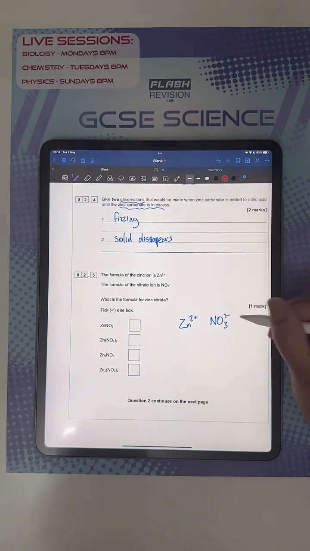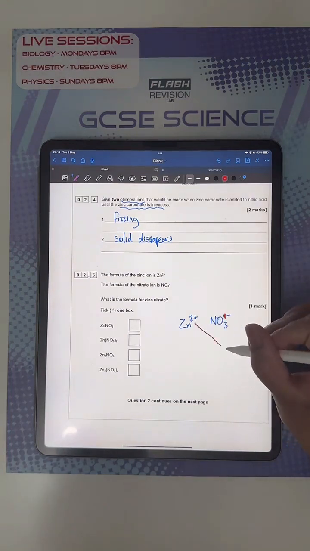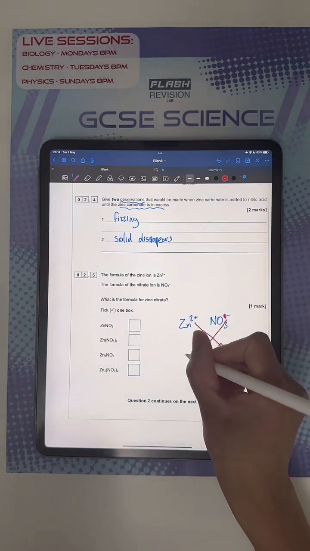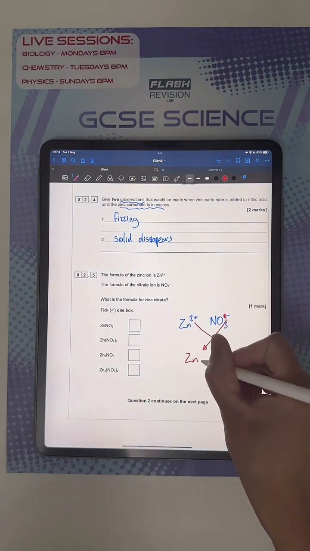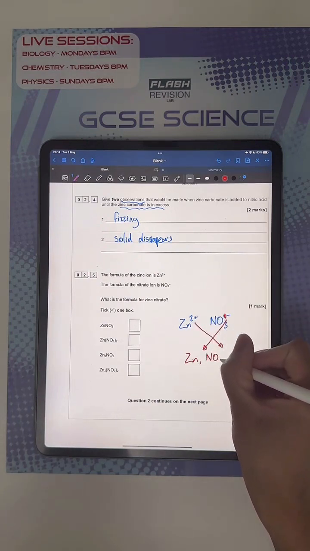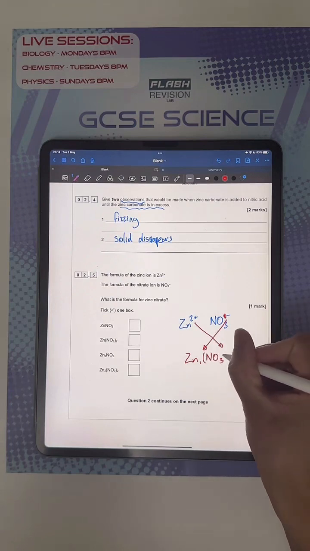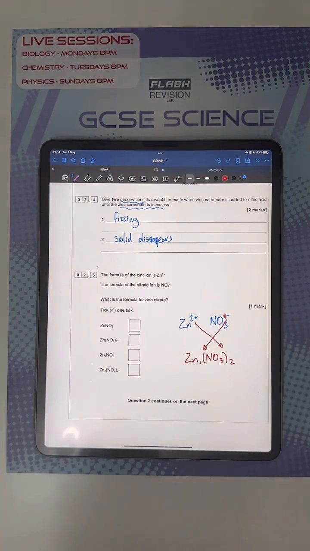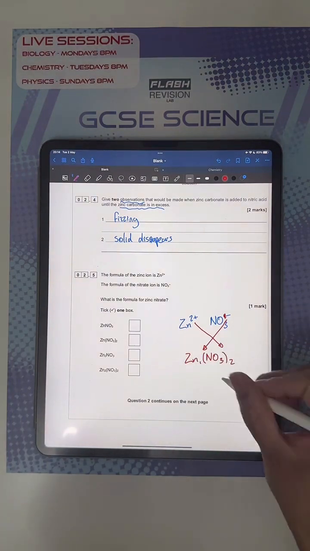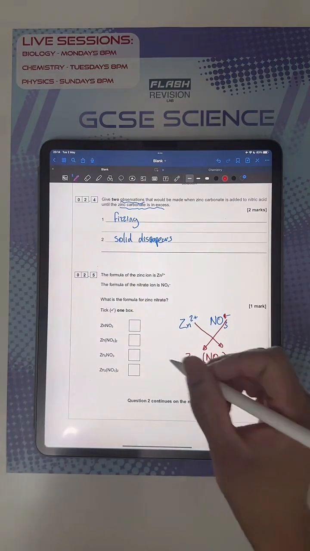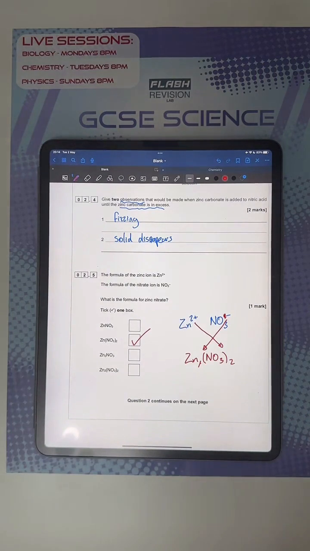So we've got a 1- charge here. We have a 2+ here. So what you do is you swap the numbers around. So the Zn gets the 1 and the NO3 gets the 2. But it already has a 3, so what you need to do is put a bracket around it and put a 2 here. And you don't write 1s, so you cross that out. So what you've got is Zn(NO3)2. That's the answer.